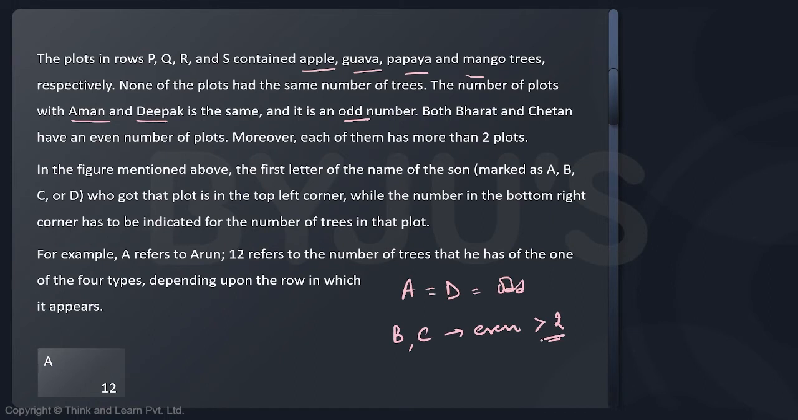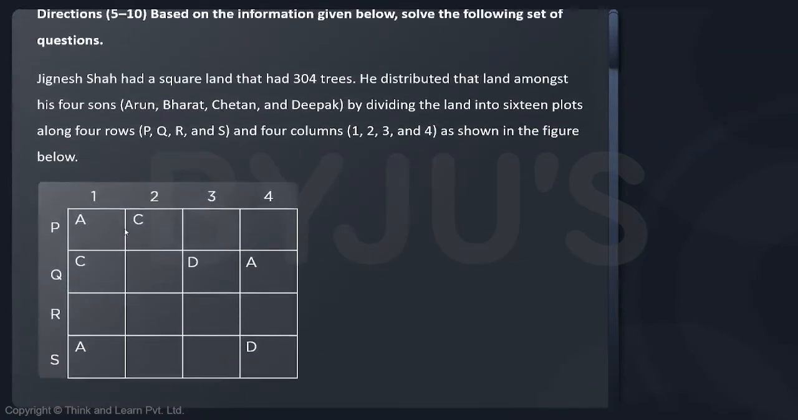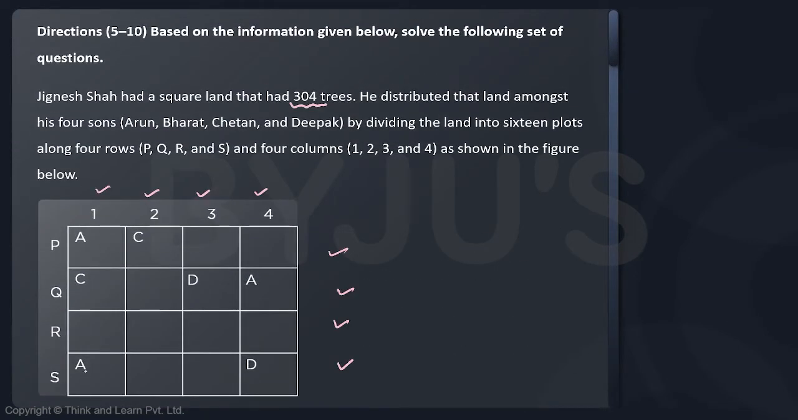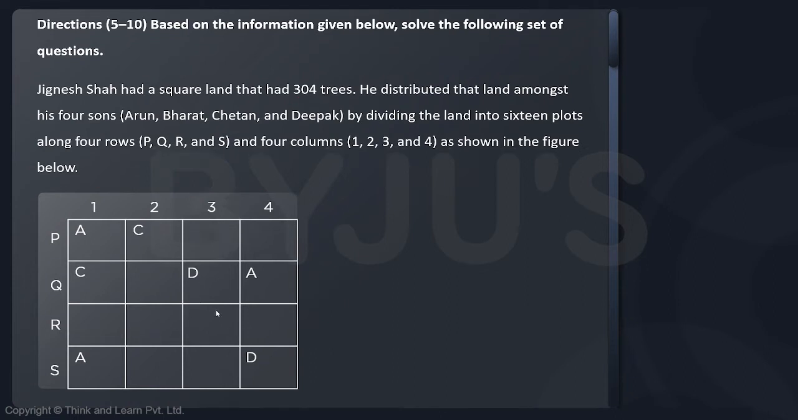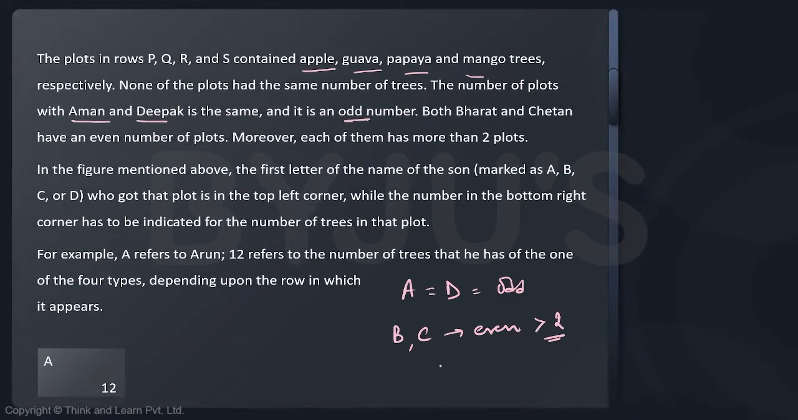Total number of plots is equal to 16. And from the figure that was shown on the previous page, we see A already has at least 3 plots, right? D has minimum 2 plots. C has minimum 2 plots. So when I'm saying here that A and D have an odd number of plots, it has to be minimum 3 because A is already having 3. And I can say it can't be more than 3 as well. For example, let's say A has 5 plots and D also has 5 plots. 5 plus 5 is 10. So in that case, B and C would be having the remaining 6 plots.